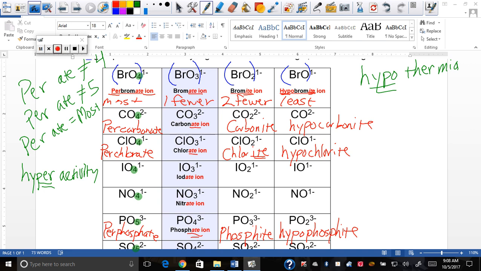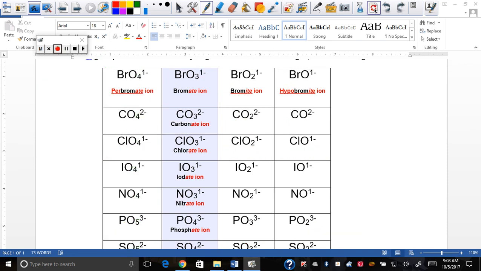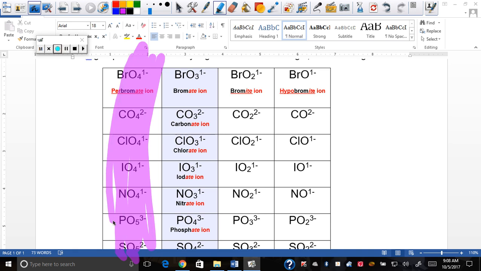Okay, so look. If all you do is memorize only one column, here's where it gets easy now. Memorize all of these. If you memorize these right here, then you'll automatically know the rest of this, because it follows the same pattern. There's a pattern. What is the pattern, people? Per-ates are the most, then ates, then ites, then hypo-ites. Okay? There you go. Memorize all of these.